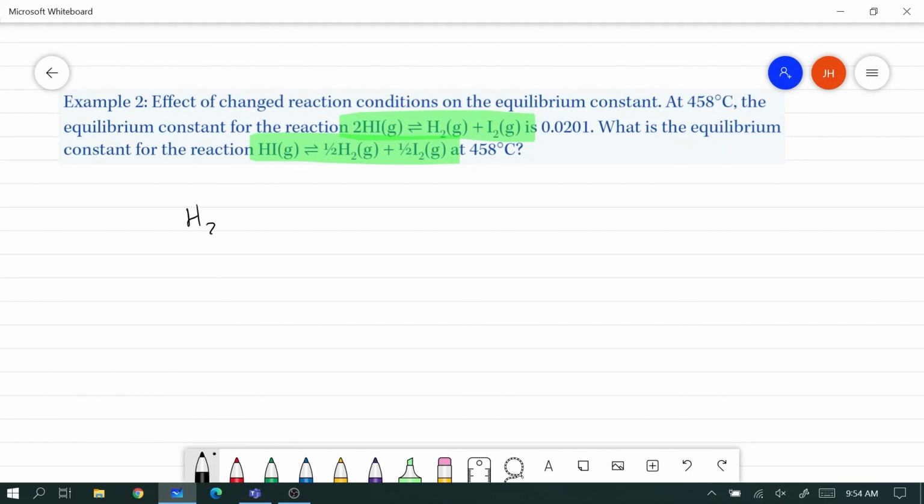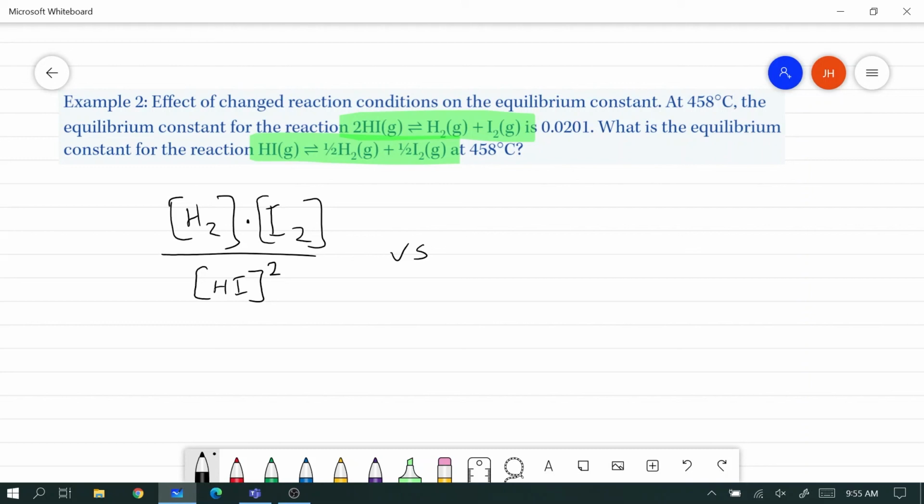So we've got H2 and I2 as our products. And then we've got hydrogen iodide as our reactant. And for this one, it's got a coefficient of 2. So I've put that in. Compare that to the other reaction though.